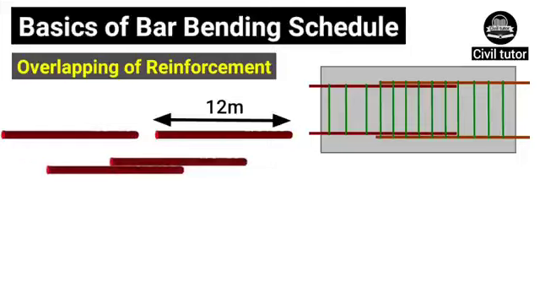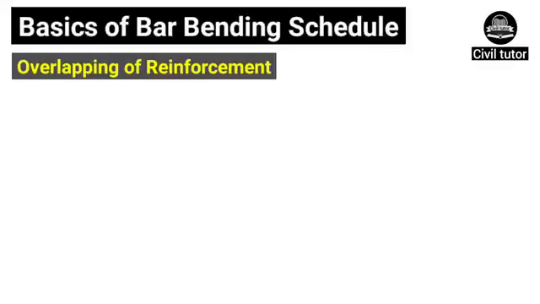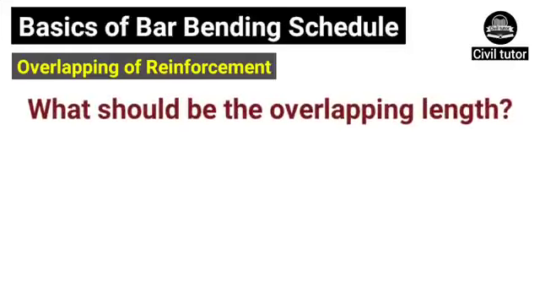The purpose of overlapping is to retain the continuation of the steel bars to securely transmit the load from one steel bar to another bar. Now, the question arises, how much should the overlapping length be taken?